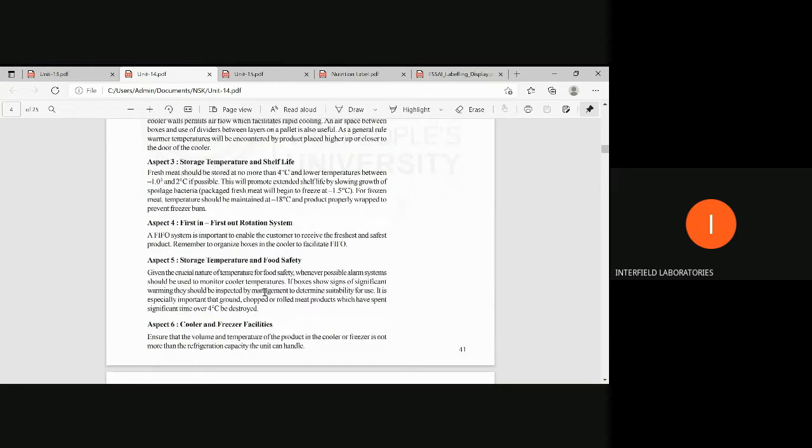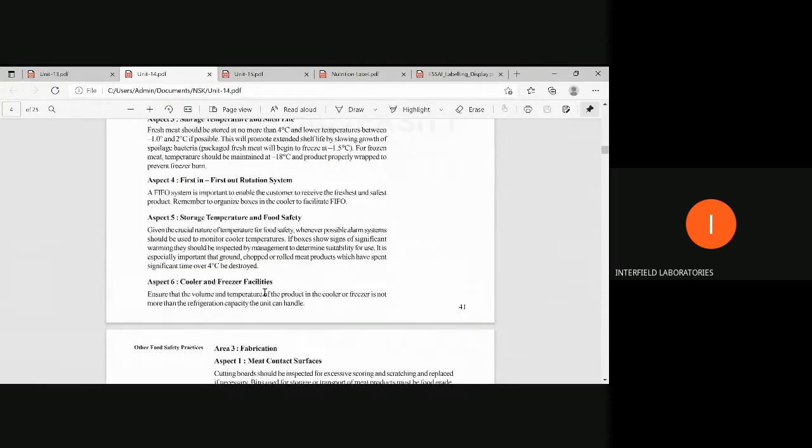There should be a first-in, first-out rotation system. This system is important to enable the customer to receive the freshest and safest product. An alarm system should be used to monitor the cooler temperature. When the temperature goes beyond the required limit, the alarm system should alert. If boxes show signs of significant warming, they should be inspected to determine suitability for use.